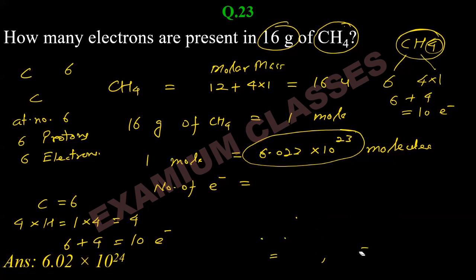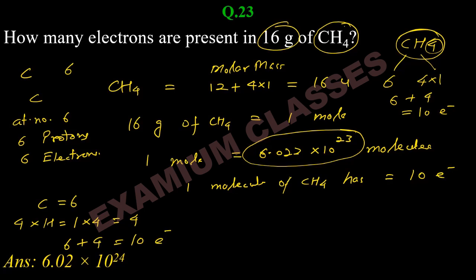You can understand it with the unitary method if this is not clear here. You will say one molecule of methane has 10 electrons. Is this statement clear or not? Yes, sir.